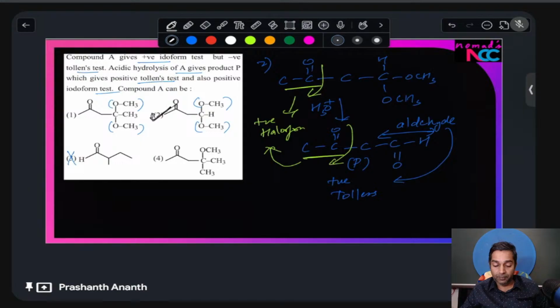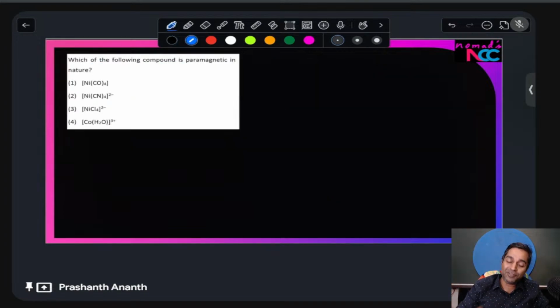Okay, all right, now next up. Which of the following compounds is paramagnetic in nature? This is something we have seen in many places. In two questions, the same type of stuff was taken. So I'm not going to be discussing this in too much detail now.